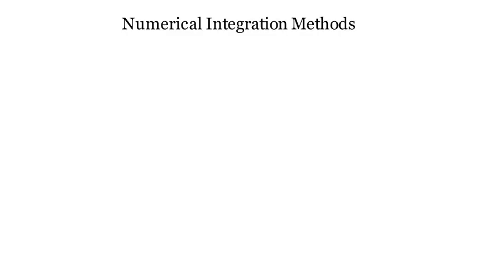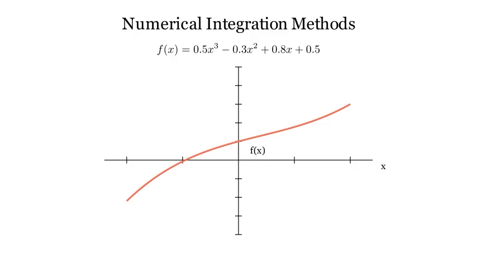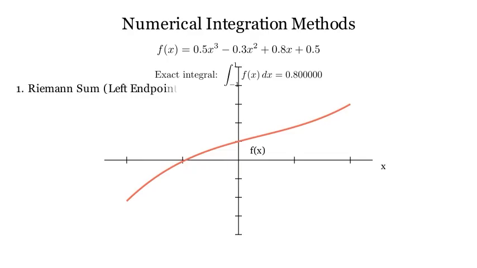The most basic numerical integration method is the Riemann sum. So let's say I have a cubic polynomial described over the domain from -1 to 1, then the exact integral will be 0.8. To integrate it numerically using the Riemann sum, we'll take the function value at the left end, then multiply it with the distance that we want.